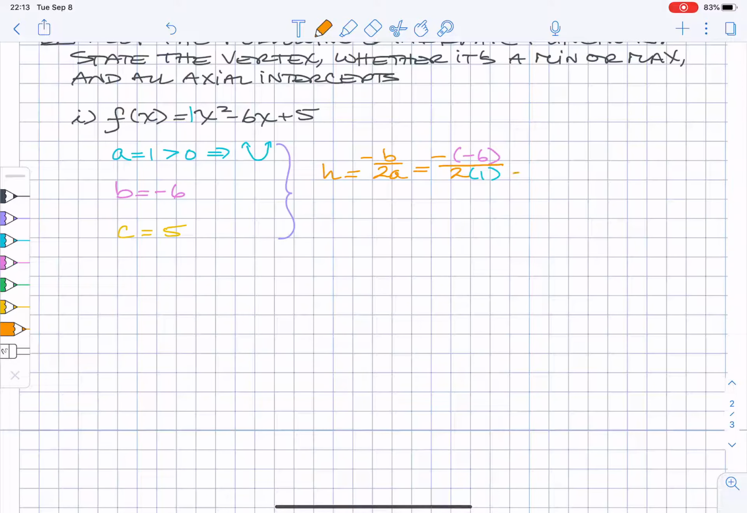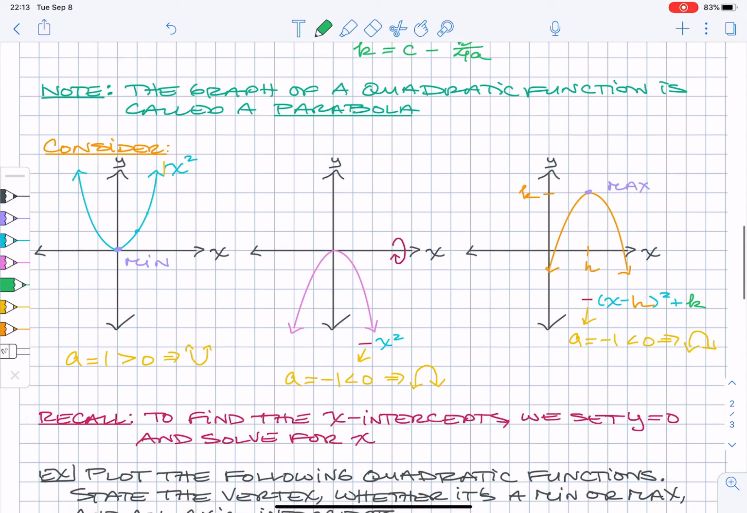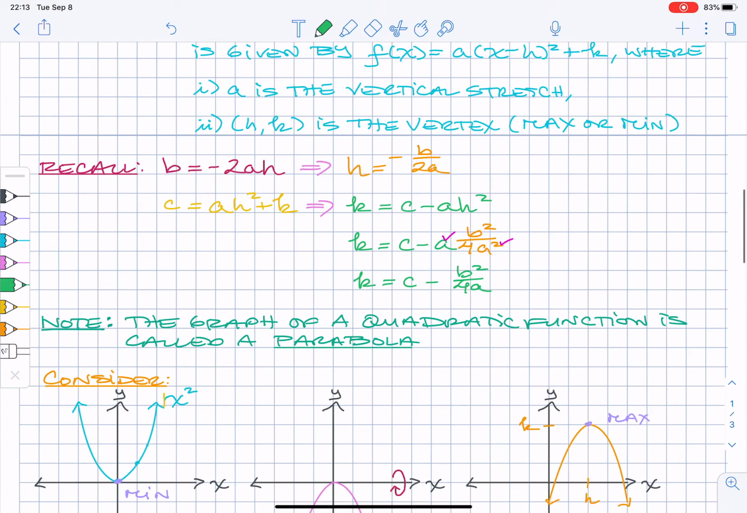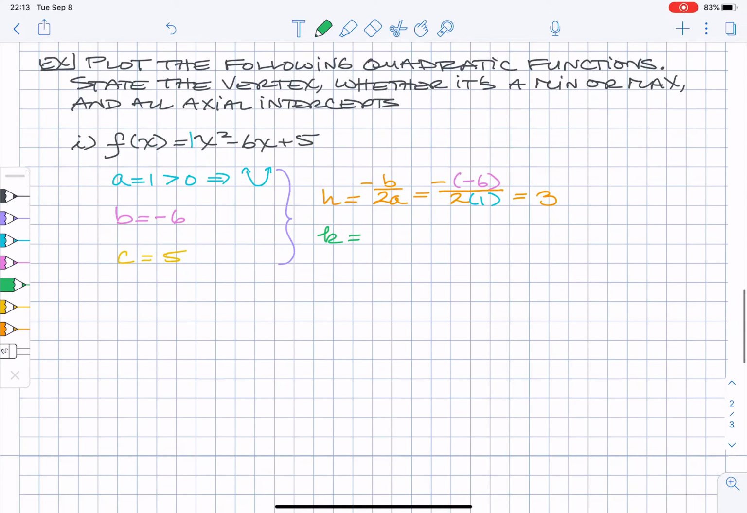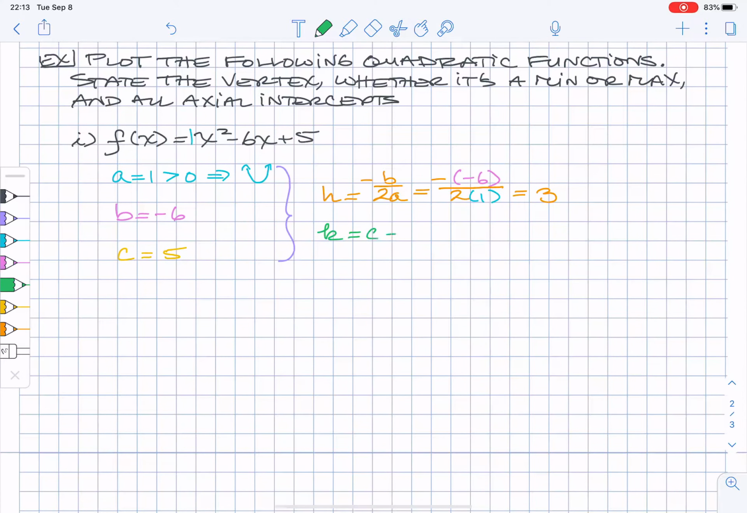So I get that h, the horizontal translation, is positive 6 divided by 2, which is 3. We said that k was equal to, well, what was k equal to? C minus b squared over 4a, right? So c minus b squared over 4 times a to the first power.